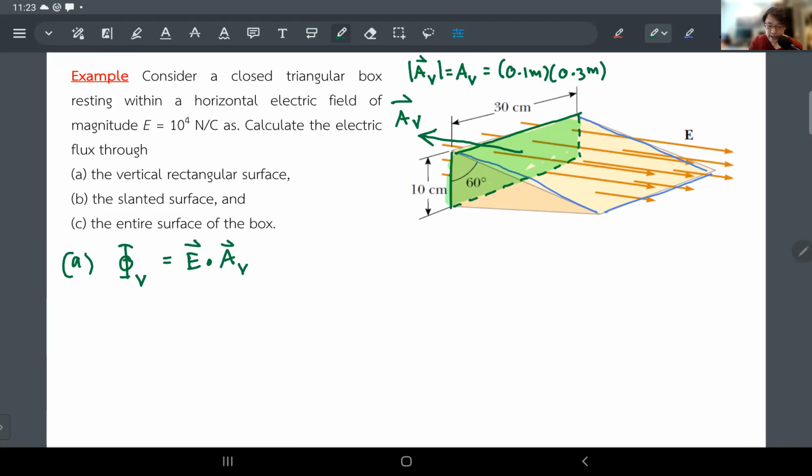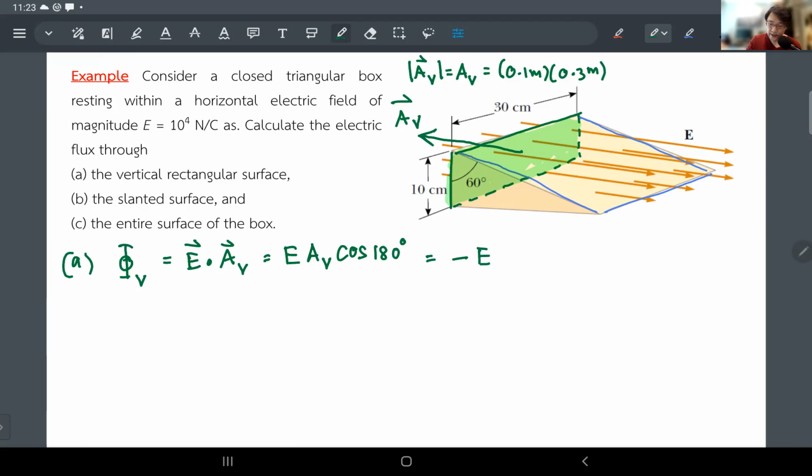But then you say it's going to be equal to the magnitude of the electric field times the magnitude of the vertical area over there times the cosine of 180 degrees. Yes, okay. Very good. So with that, it's just going to be negative as expected because the electric field is trying to enter the enclosed volume of this box.